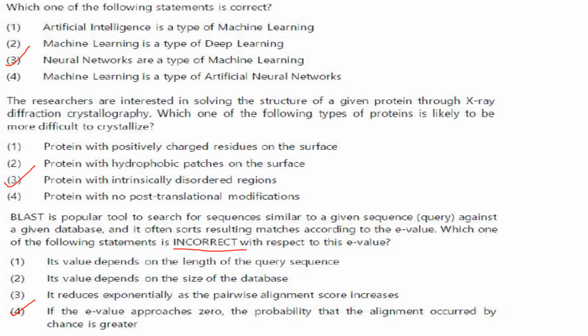Then next one. BLAST is a popular tool to search for sequences similar to a given sequence, that is query, against a given database, and it often sorts resulting matches according to the E-value. Which of the following statements is incorrect with respect to E-value? Its value depends on the length of the query sequence. Yes. Its value depends on the size of the database. Yes. It reduces exponentially as the pairwise alignment score increases. That is also correct. That is, higher score results in smaller E-value.